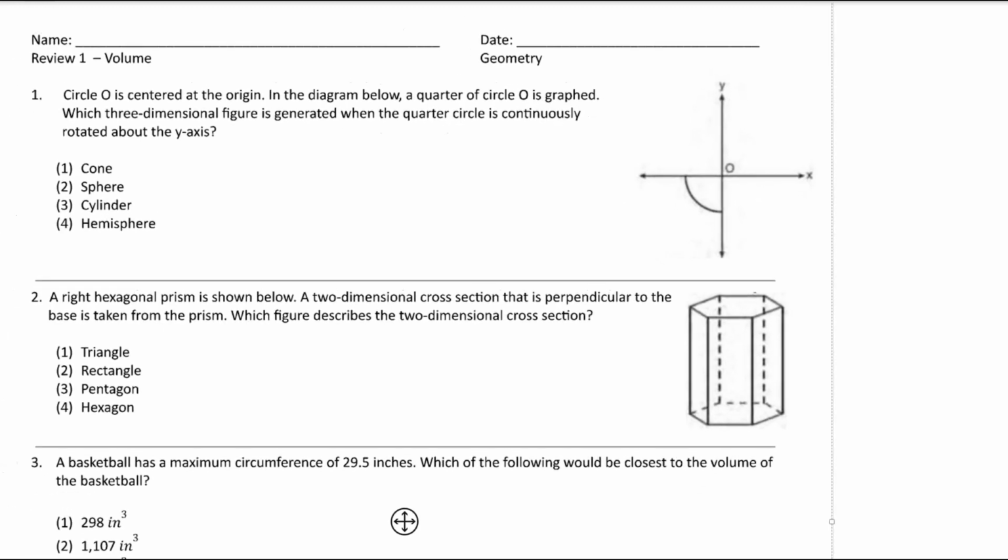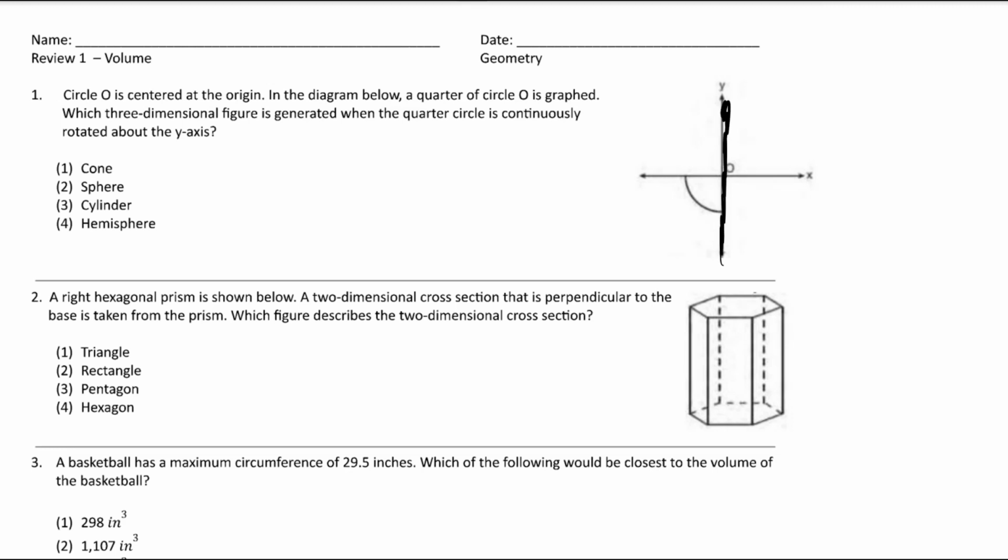Number 1. Circle O is centered at the origin. In the diagram below, a quarter of circle O is graphed. So that little piece right there. Which three-dimensional figure is generated when the quarter circle is continuously rotated about the y-axis?